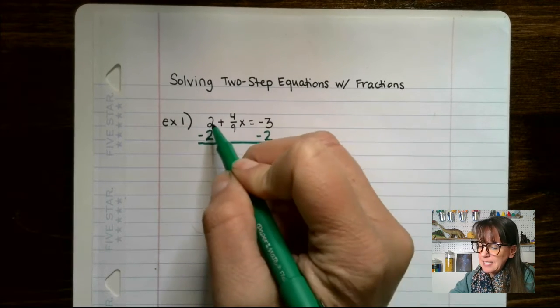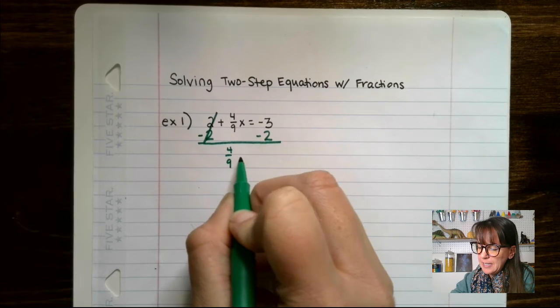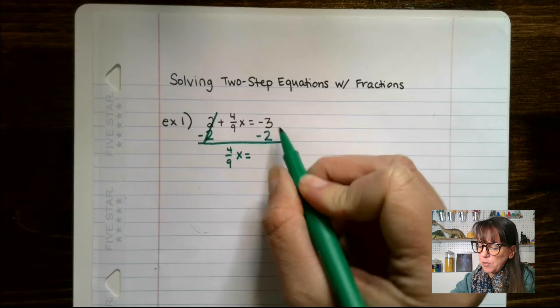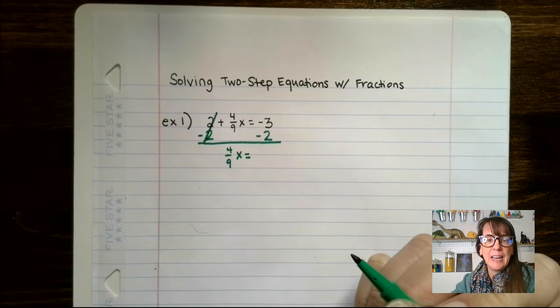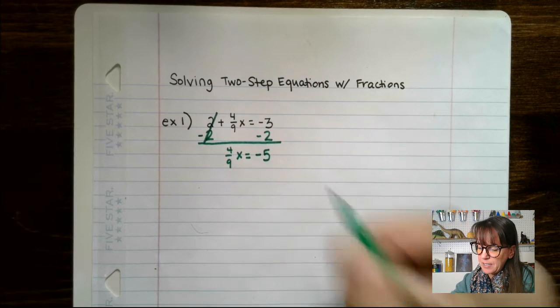What that does is cancel out the 2 over here and leave me with 4/9 times x equals -3 and -2. We're going to add those together, and our negative team now has 5 players on it.